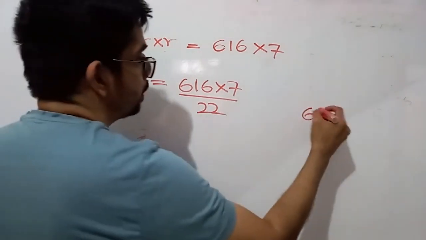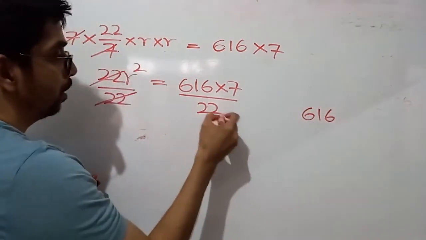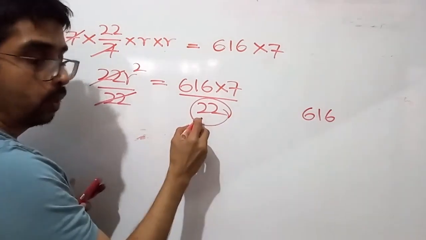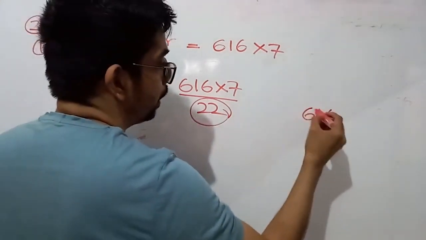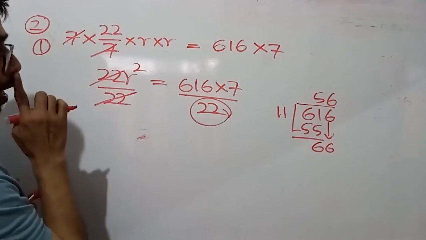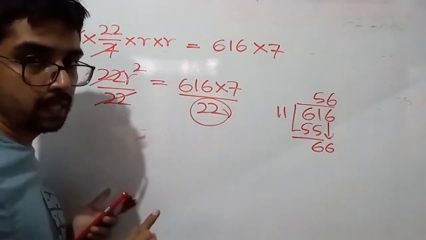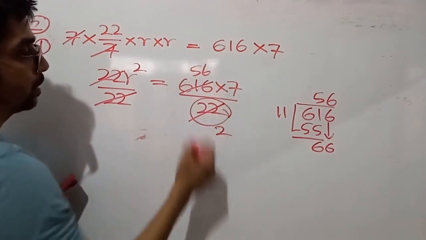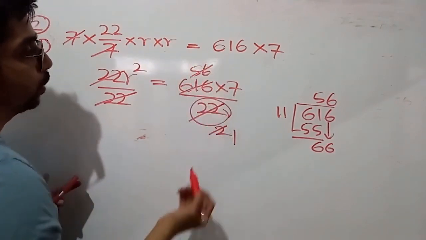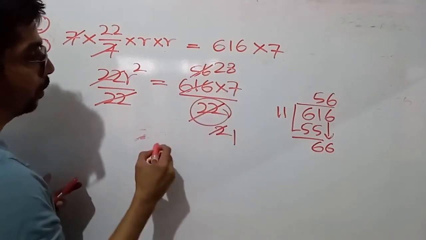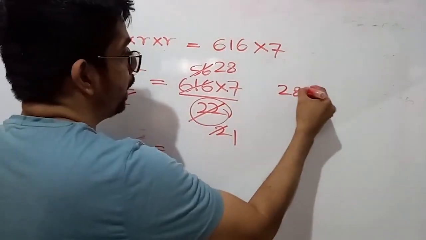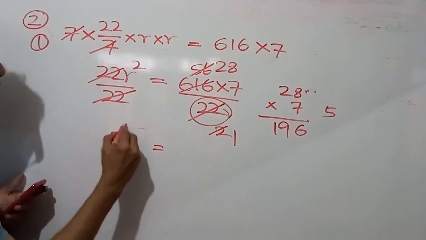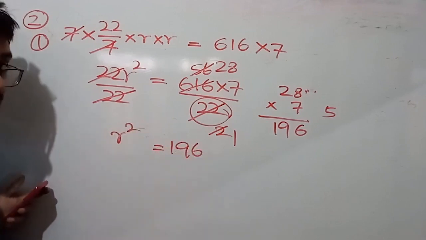So let's check whether 616, since below we have 22, right? Let's see whether this number can be divided by 11. Using 11 we can divide 616, right? So 11 times 2, 11 times 56. 2 times 1 and 2 times 28. Okay. So 28 times 7. So r squared is equal to 196.